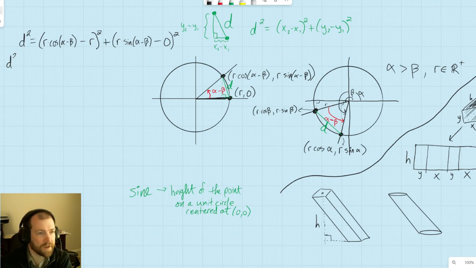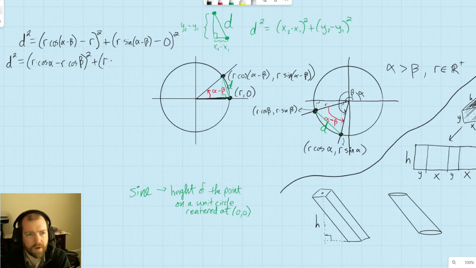And then do the same with the other triangle over here. So our d squared there is going to be equal to parentheses x1, r cosine alpha, minus x2, r cosine beta, parentheses squared, plus, do your y's just the same, r sine alpha minus r sine beta, parentheses squared.